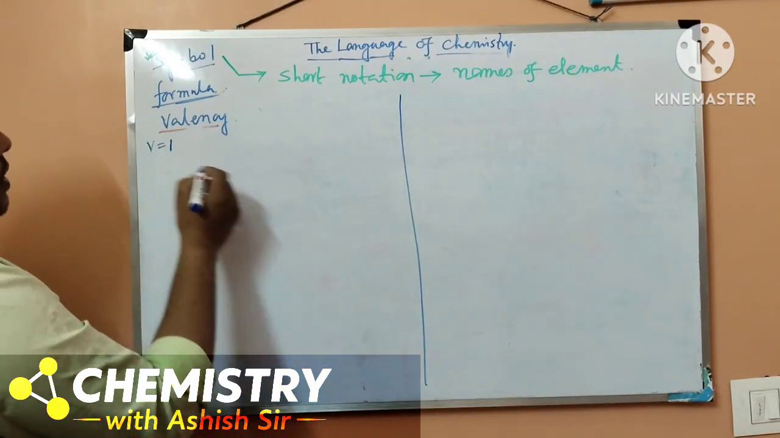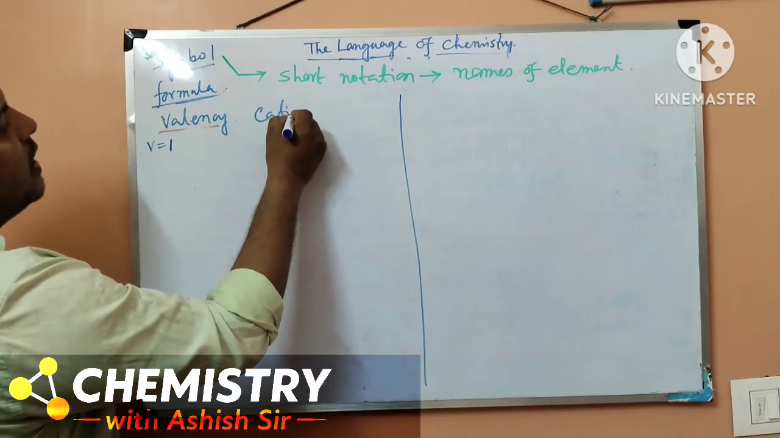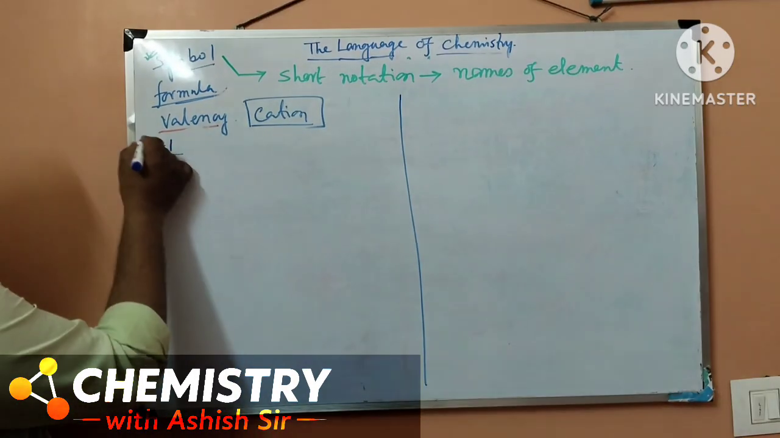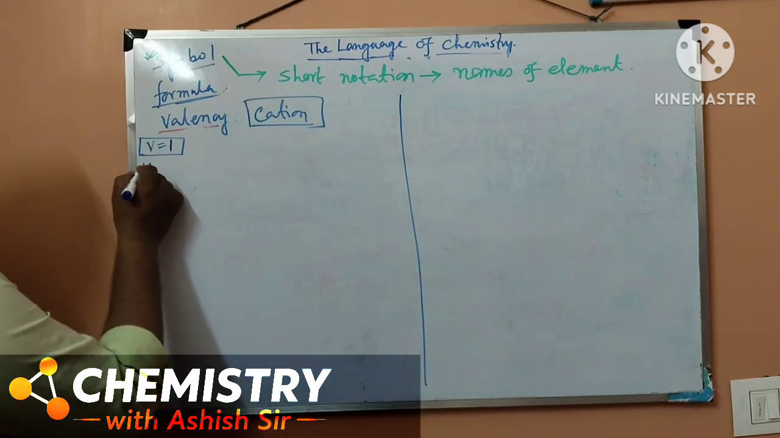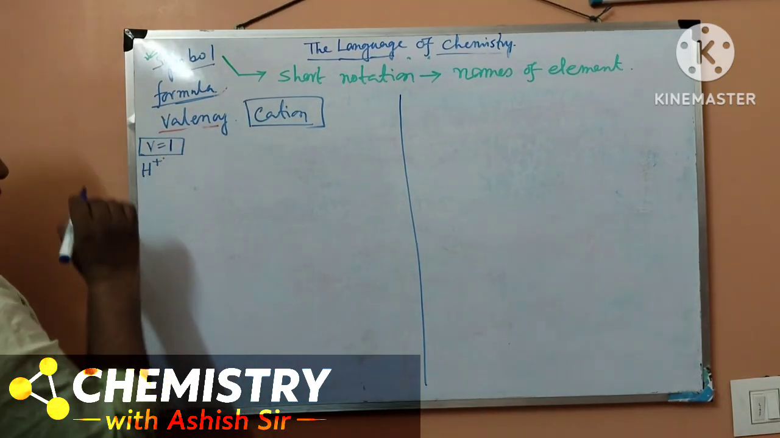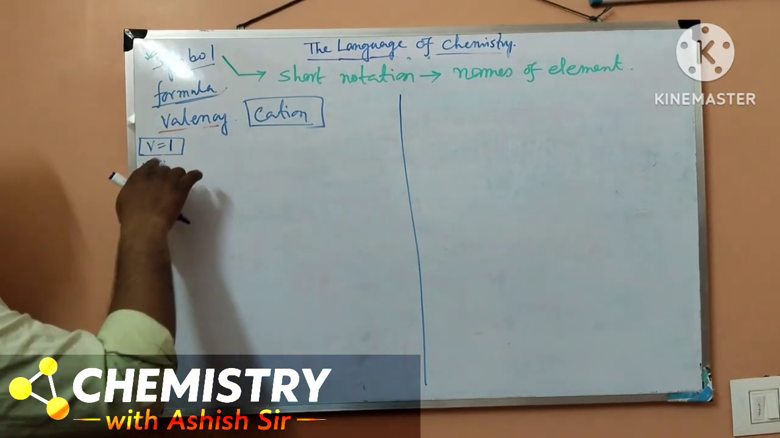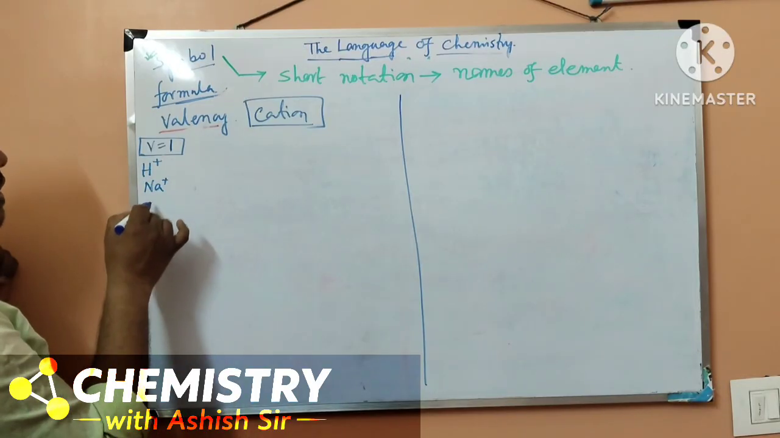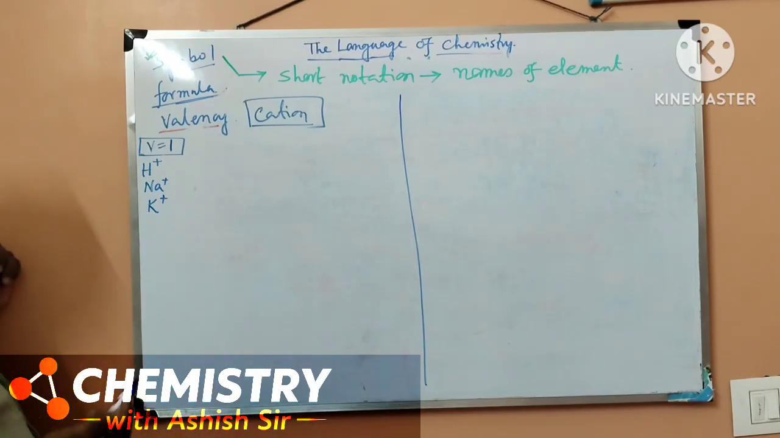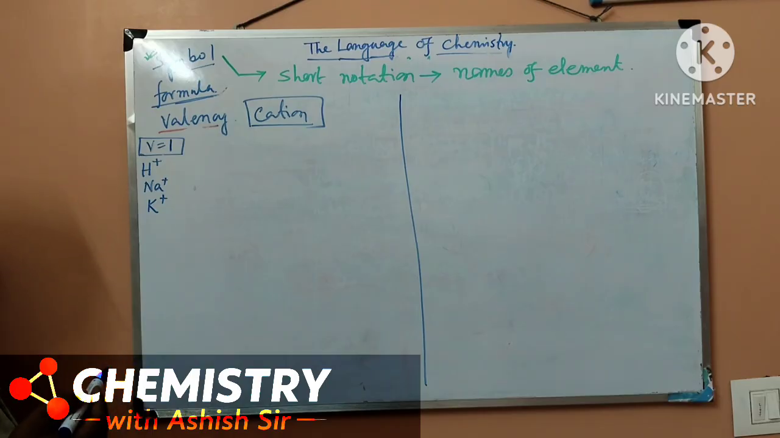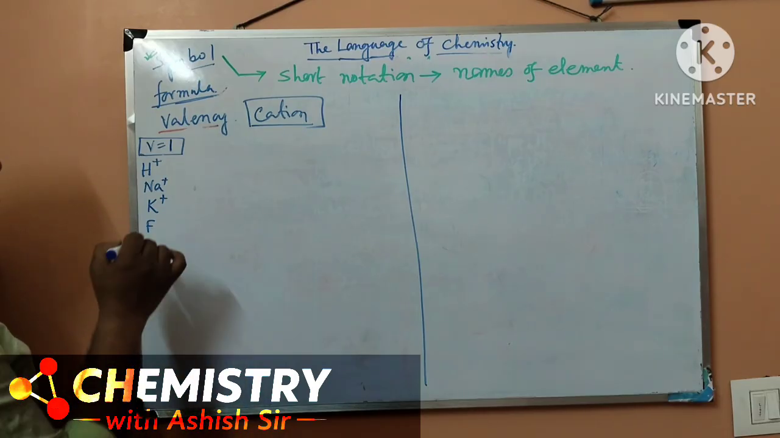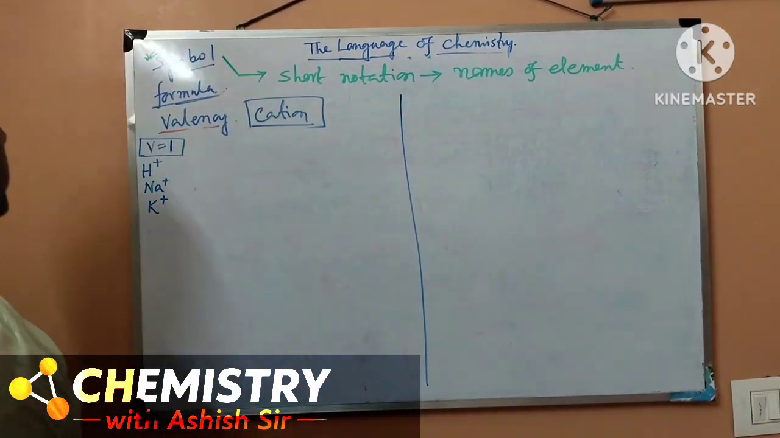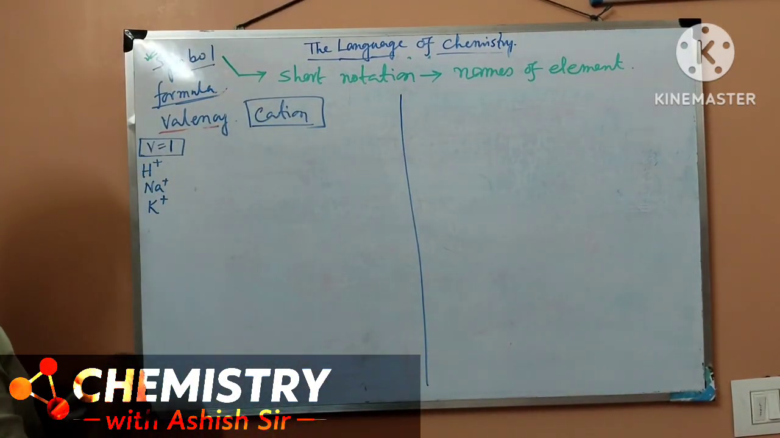Valency 1: this side I will write for cations and that side I will write for anions. Valency 1, what are there? These are called monovalent. Hydrogen, I can write H plus, because it is forming a positive ion. Except hydrogen there will be sodium and potassium. These are all monovalent. Fluorine is also a non-metal, so I will not write it in this part. I will stop here only. Hydrogen, sodium, potassium, these are monovalent.